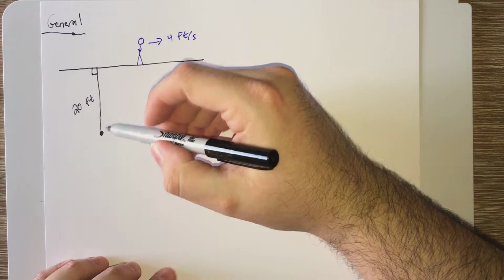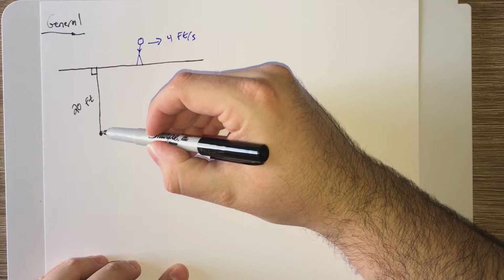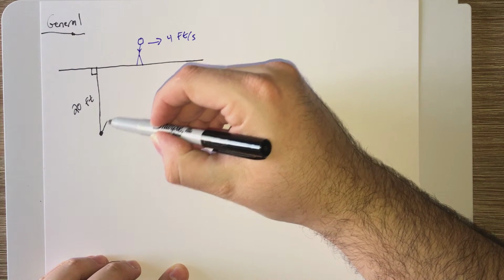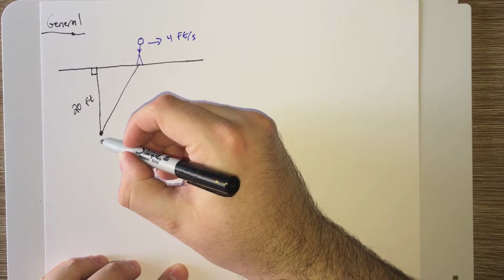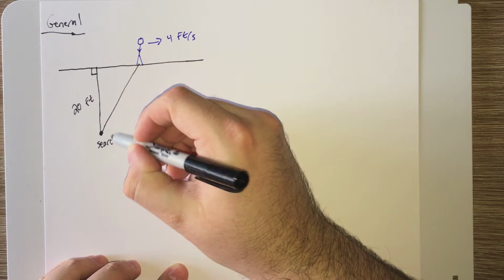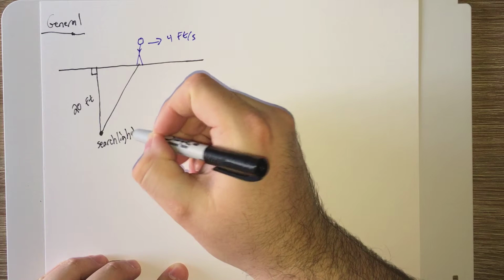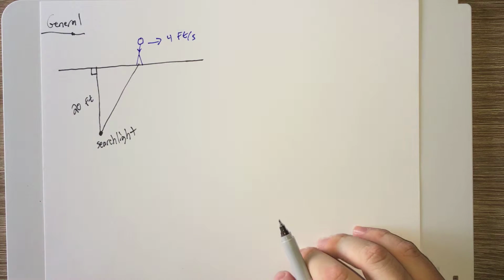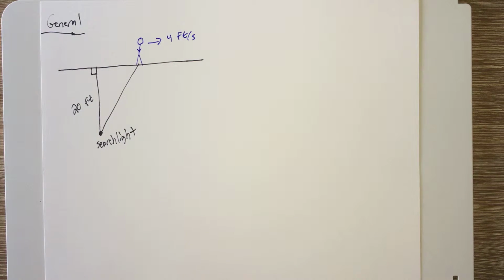Now what I'm going to do is draw a triangle. I'm going to draw a line from the searchlight to the man. Let me go ahead and write down searchlight. You can draw one, but I'm probably going to draw a horrible searchlight, so I'm just going to label it a searchlight.